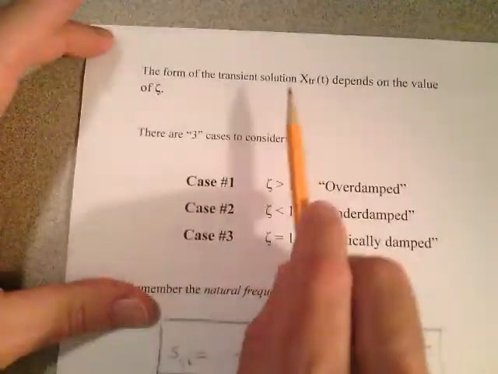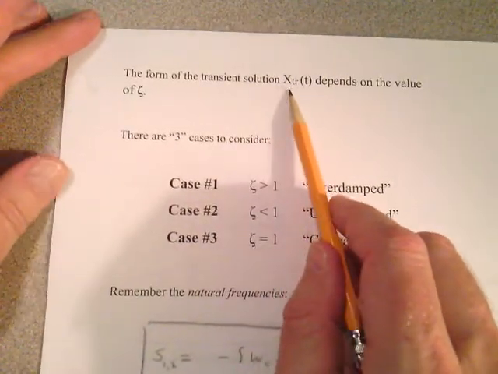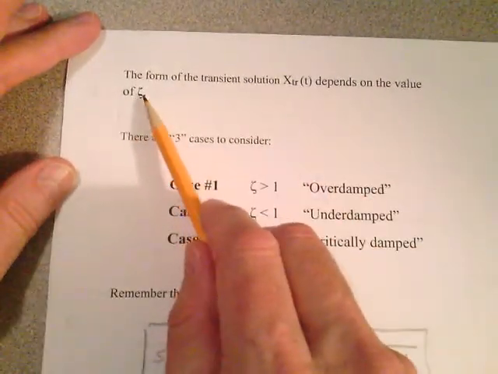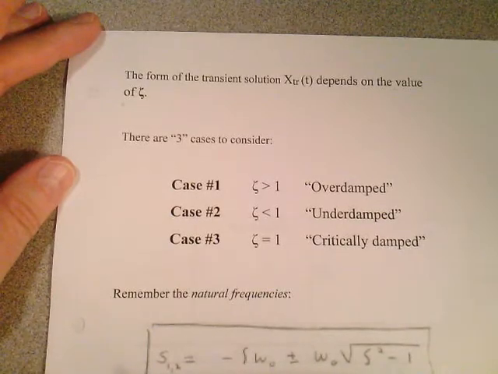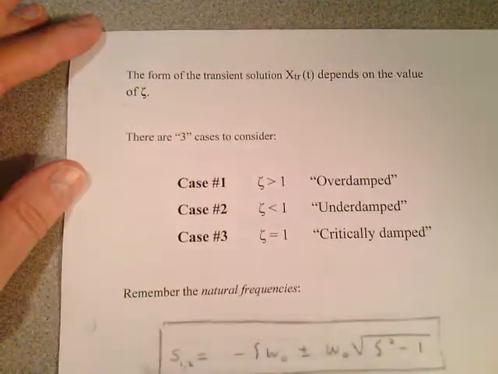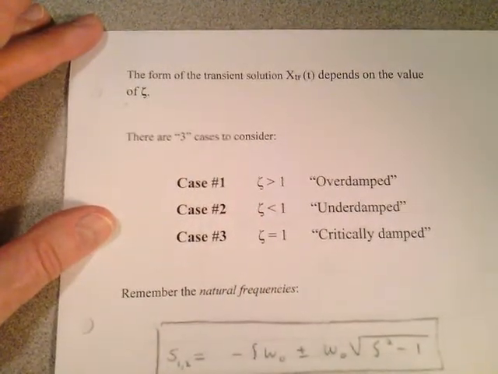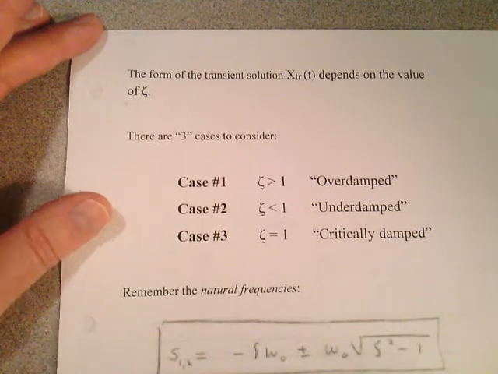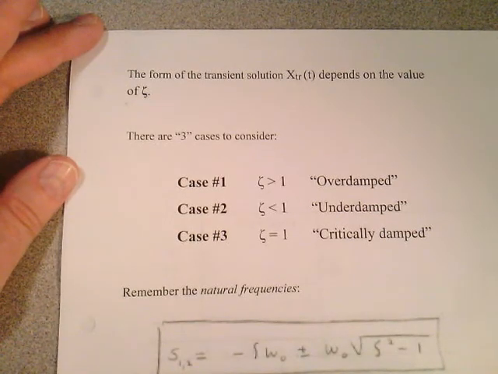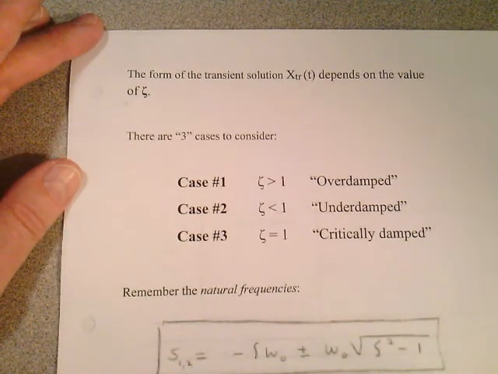The form of the transient solution depends upon the value of zeta. In the characteristic equation, it depends on the value of zeta. There are three cases to consider. So the first thing you're going to do is look at a circuit and get the characteristic equation. It's going to be very easy for you to do that. And then you're going to solve for zeta and omega 0.